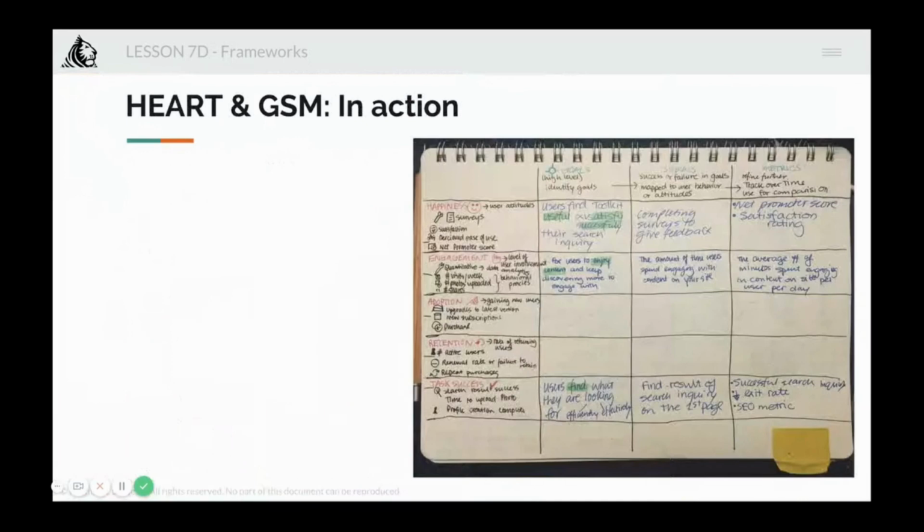This is another very good example which I took from the internet. Happiness is connected with user attitudes. You can measure it using satisfaction surveys and NPS, and it indicates the ease of use. Goals are very high-level objectives, and signals are success or failure in goals mapped to user behavior or attitudes. And finally, metrics you will refine further and track over time. It is used for comparison.